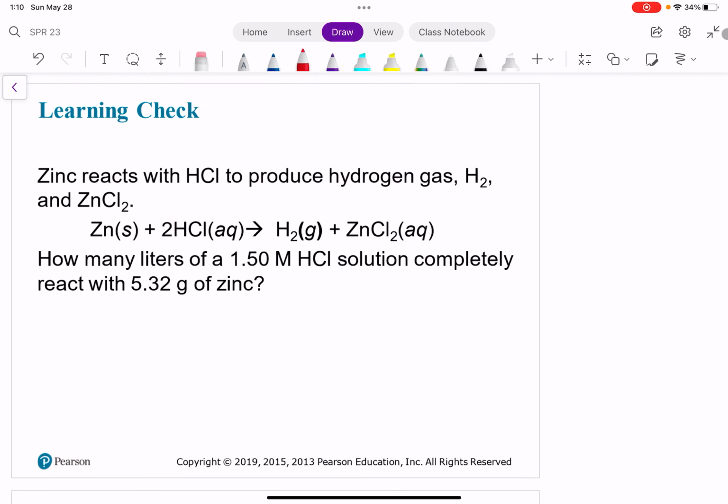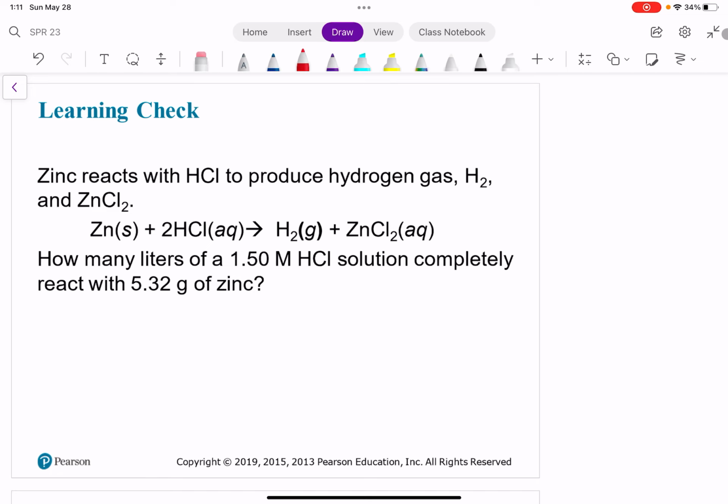All right, so let's try out this learning check together. So this says zinc reacts with hydrochloric acid to produce hydrogen gas and zinc chloride. So we want to know how many liters of a 1.50 molar HCl solution completely react with 5.32 grams of zinc. Whew, okay, so what is this actually asking?